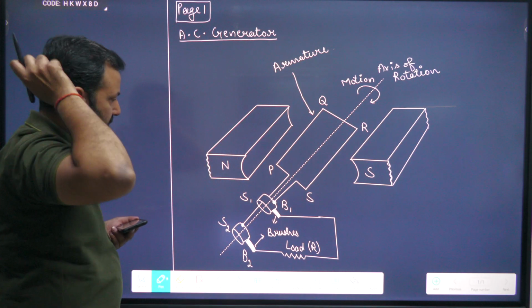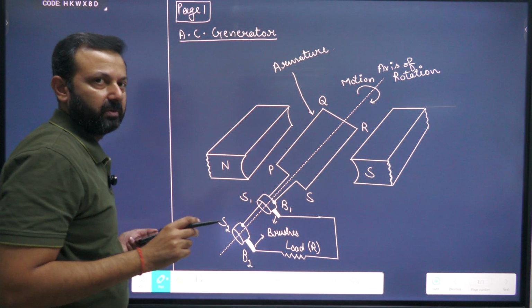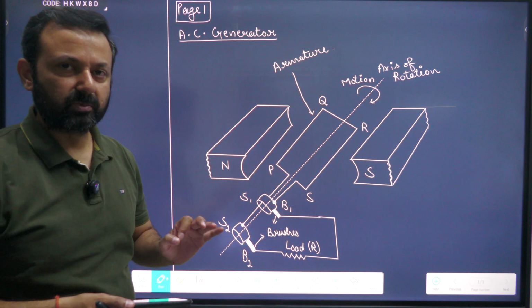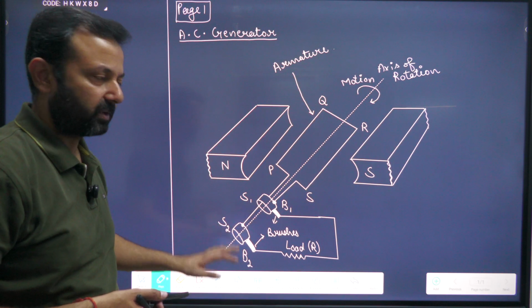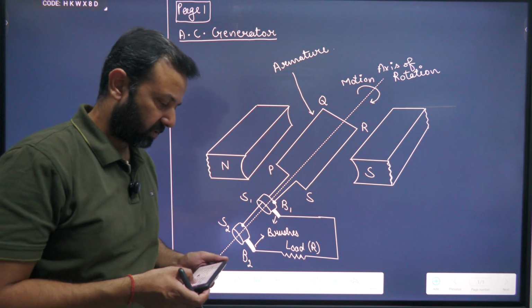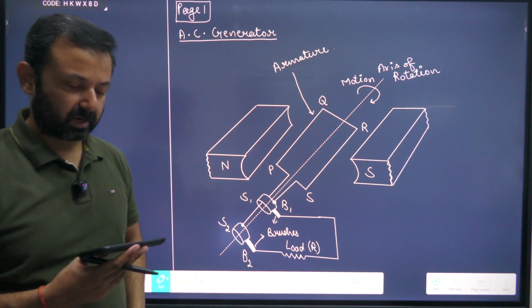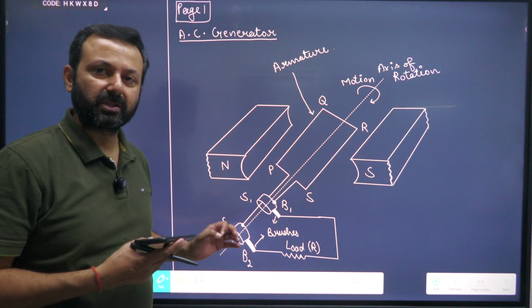Now S1 is connected to B1. B1 is a carbon brush, and B2 is again a carbon brush. They are preferably made of graphite because they are good conductors of electricity. So now how does it work? Fourth is brushes. Two graphite or flexible metallic rods called brushes are lightly pressed against the two slip rings. Lightly pressed means they are just touching.